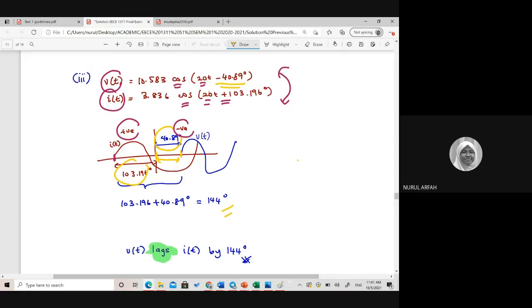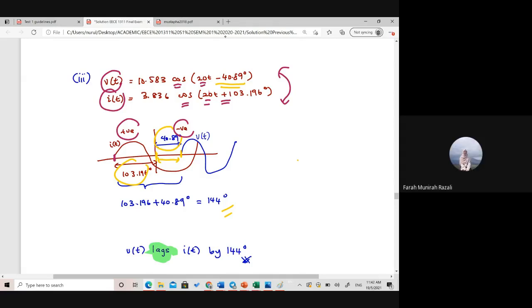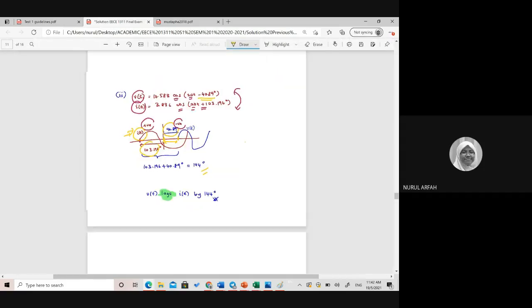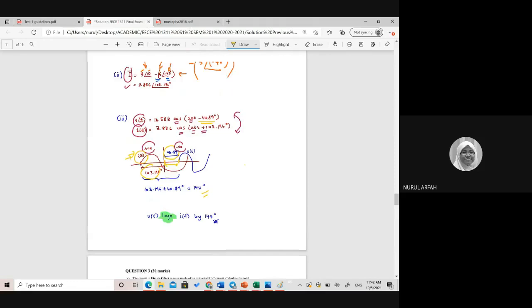Right. So which one is leading? Current or voltage? Current. Very good. Current is leading. Correct, right? Okay, I think the majority of you do understand this chapter.